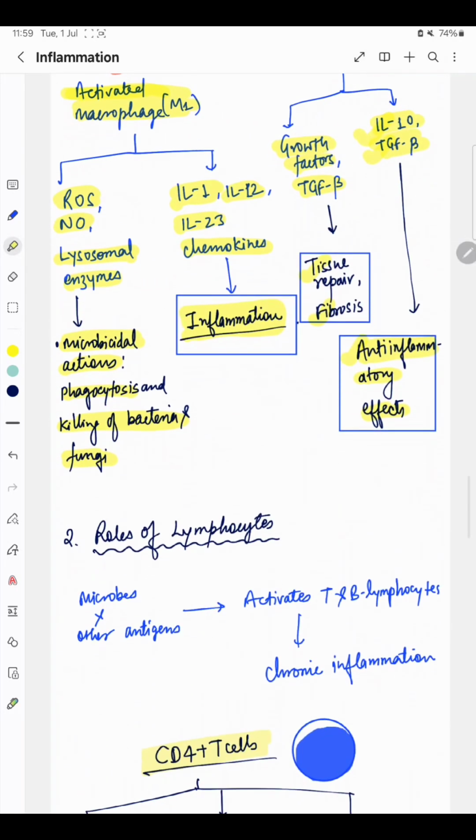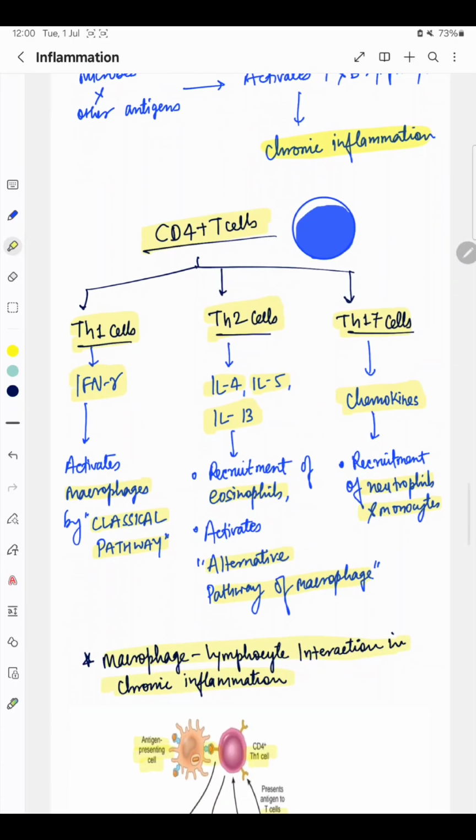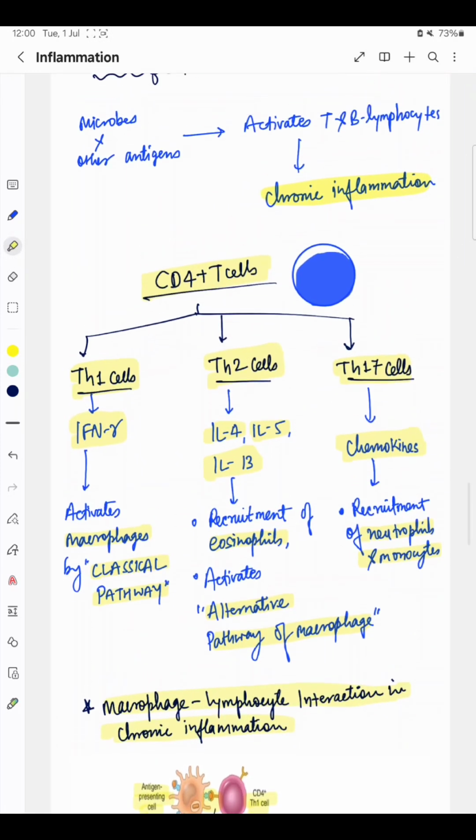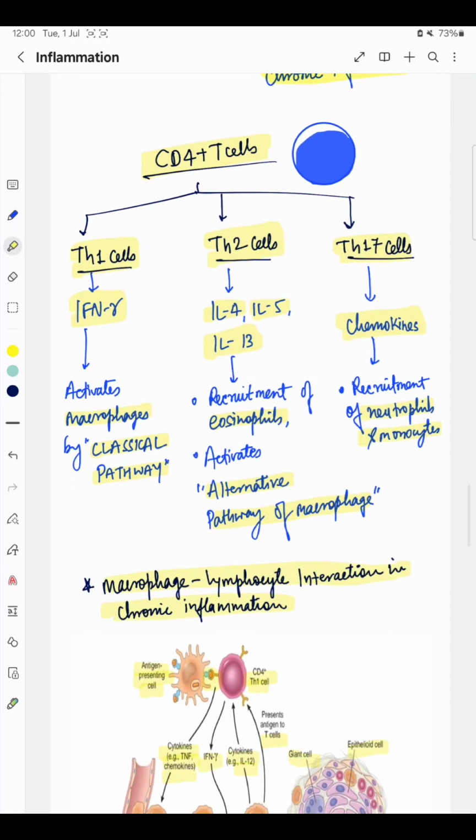Other cell types in chronic inflammation that play an important role are lymphocytes. Microbes and other antigens activate T and B lymphocytes by various mechanisms, and they play an important role in chronic inflammation. The CD4 T cell, known as the helper T cell, once activated, has three classes: Th1 cell, Th2 cell, and Th17 cell. Th stands for helper T cell.